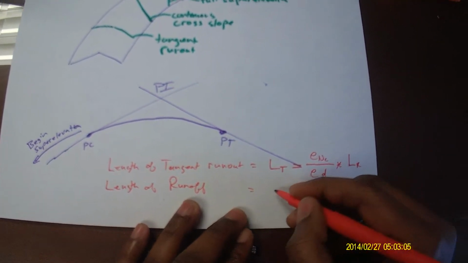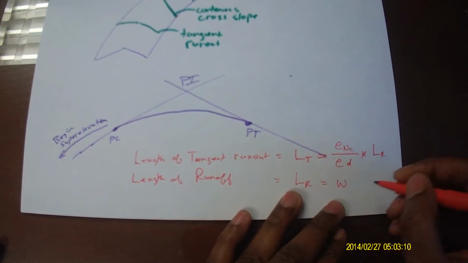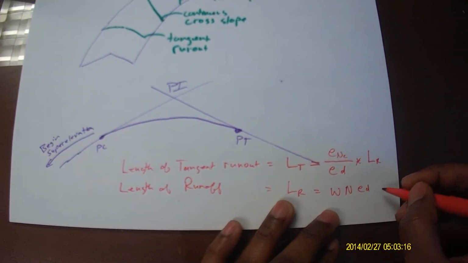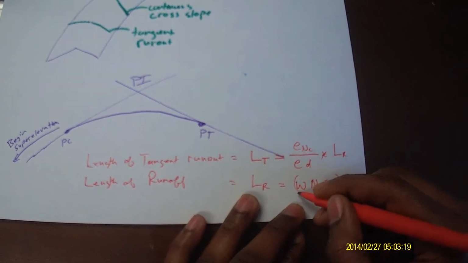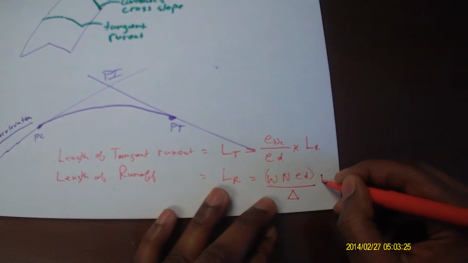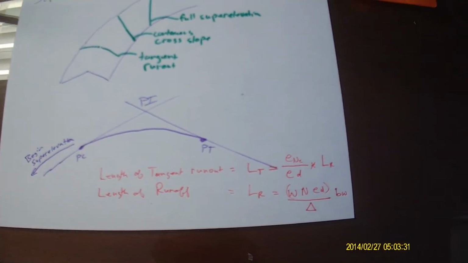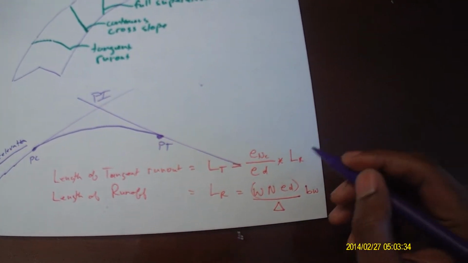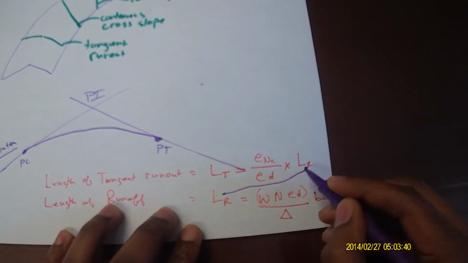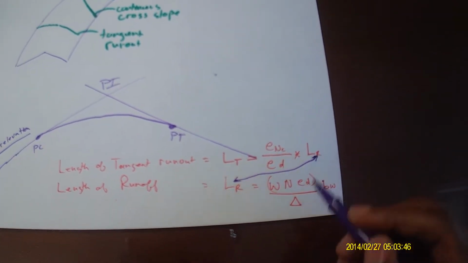And your length of runoff, which is also noted as L sub R, is equal to W times N times E sub D, all of that divided by your delta, which is your relative gradient, and that multiplied by your adjustment factor. Now, before I get into defining each one of these things, I want you to notice something. This L sub R and this L sub R are the exact same thing. So you cannot figure out what your length of tangent runout is unless you know what your L sub R is first.